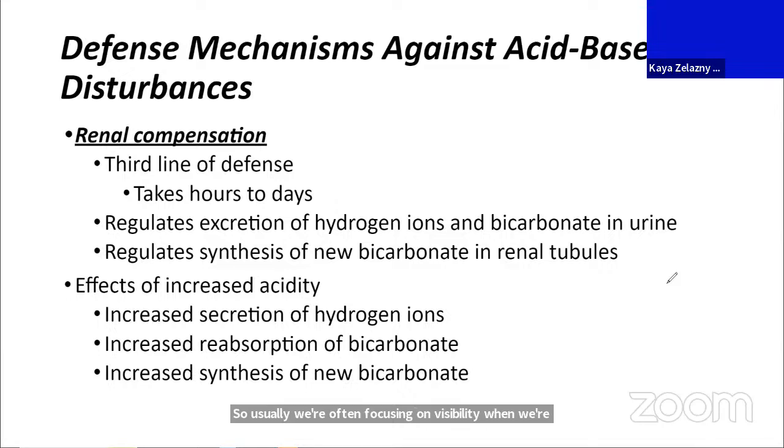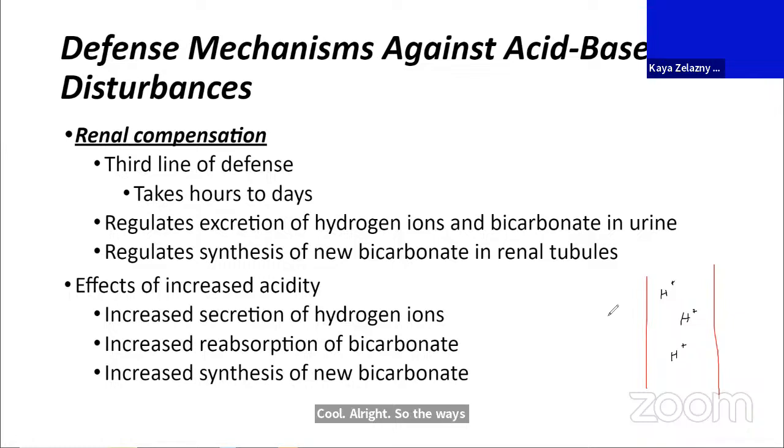Usually we're often focusing on acidity when we're focusing on pH. So when we have increases in acidity in the blood, what we're talking about is we've got a bunch of hydrogen ions here in the blood. So lots of hydrogen. The ways we can fix that: we can either kick them out, so secrete them into the tubules and then excrete them out of your body, or we can grab some bicarbonate.